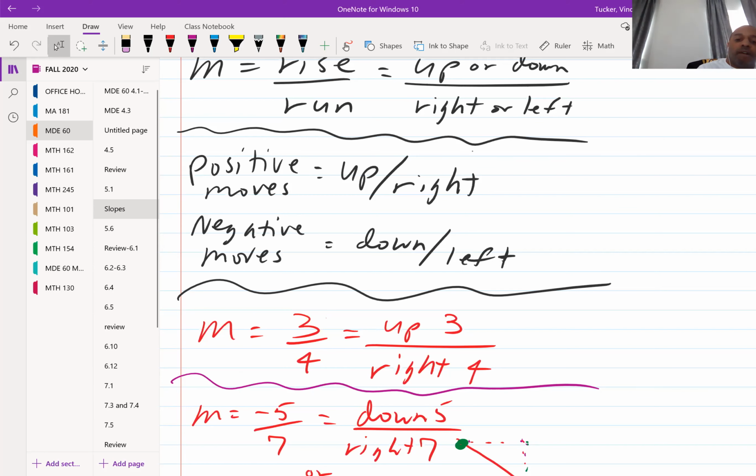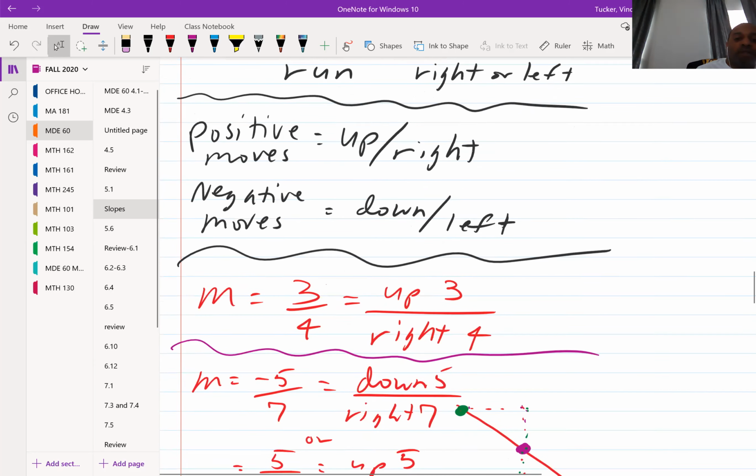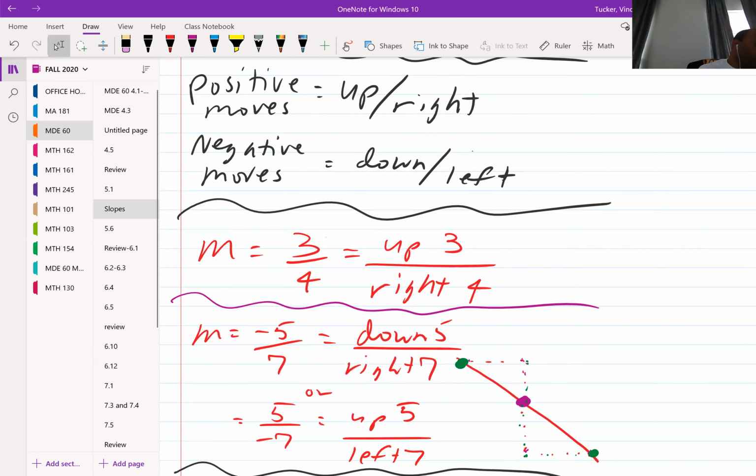Now, if I have negative 5 over 7, what I normally say is just give the negative to the top number to be safe. Because what you cannot do is write -5 over -7, because that will be positive 5 over 7, since two negatives make a positive. So that negative can only be assigned to the top or bottom. I always say to be safe, just give it to the top and you'll be all right. So that would be a -5 over a +7, which means down 5, right 7.